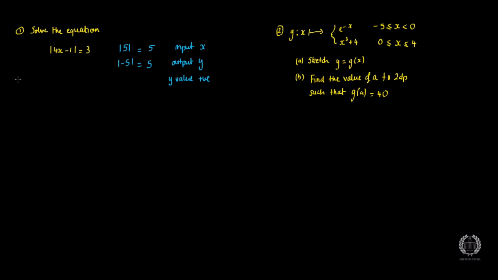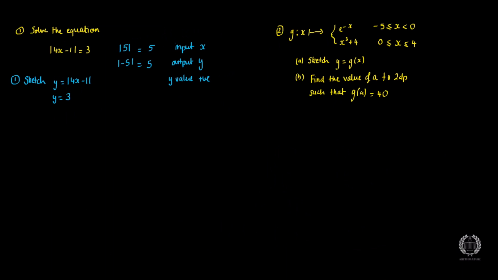So the first thing I'm going to do is sketch those two graphs. Do you guys know what those two graphs are from this question? One of the graphs is going to be y equals modulus 4x minus 1, and the other graph is going to be y equals 3. Those are the two graphs that I'm going to sketch.